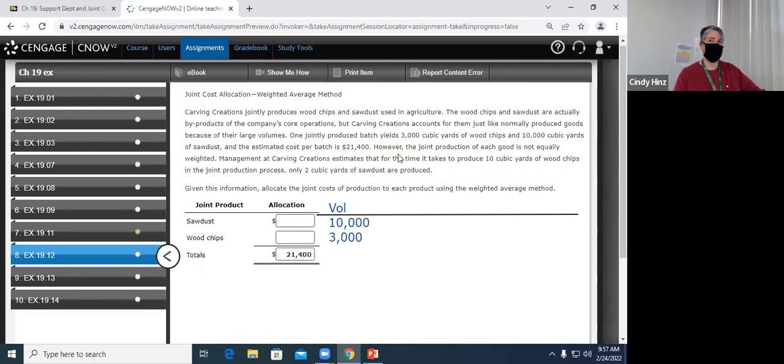However, we keep reading the exercise. However, the joint production of each good is not equally weighted. Management at Carving Creations estimates that for the time it takes to produce 10 cubic yards of wood chips, only 2 cubic yards of sawdust is produced. And so those are our weights. We spend more time producing the wood chips, and so it gets a heavier or a higher weight. It's going to get more of the cost because it takes more of the time.